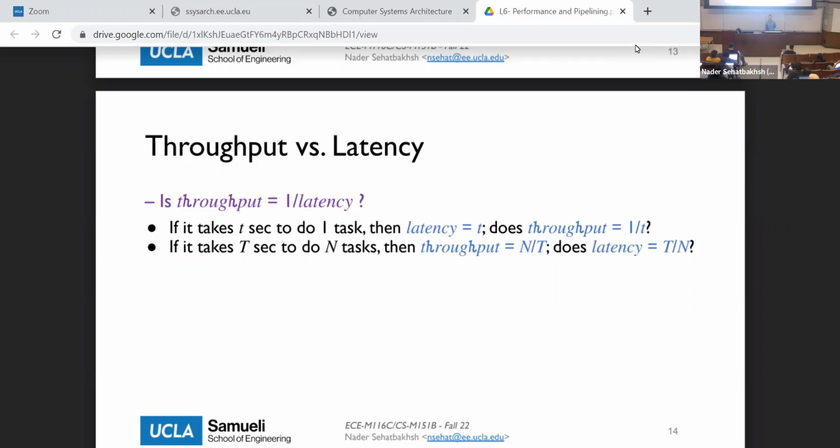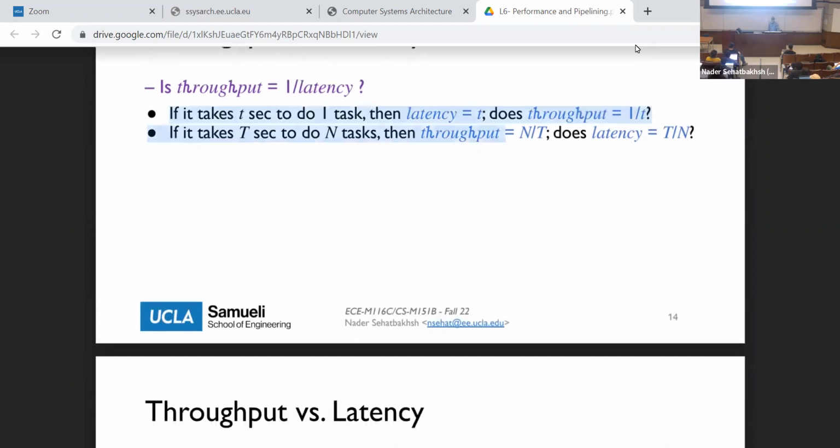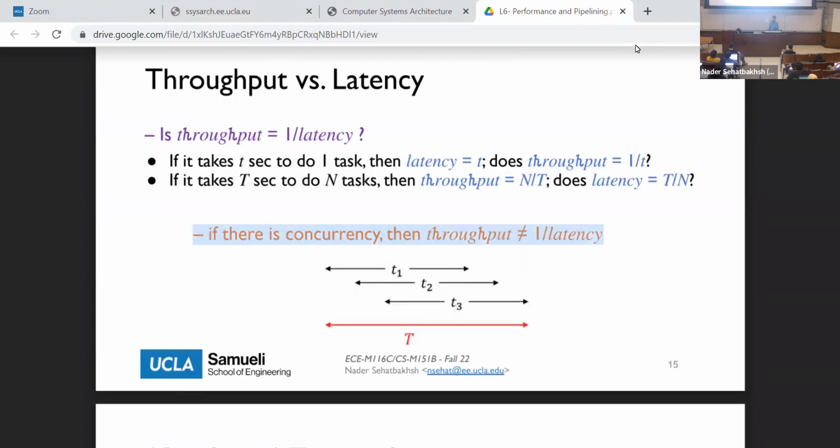Someone answered that if everything runs serially, then yes. Any other comments? Yes, that's true. So, in other words, I'll say it differently. If there is some form of concurrency, which means that there are tasks being executed and completed in parallel, then throughput and latency are two different things.